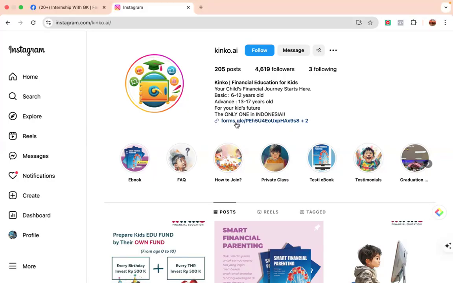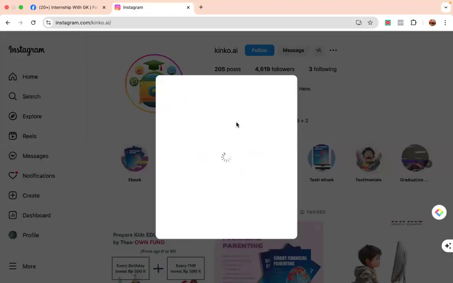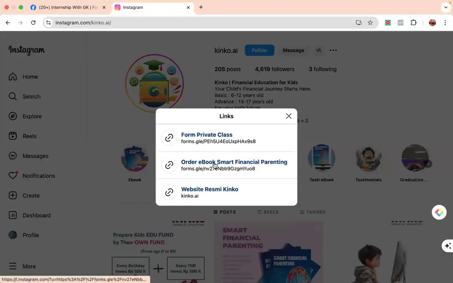And then here is the link in the bio, which I was mentioning that we should have. Here are these three things. I can either fill the form for a private class, I can go to their website, or I can order an ebook for the parents. So let's try one of these. Let's try ordering the ebook from the Smart Financial Planning.